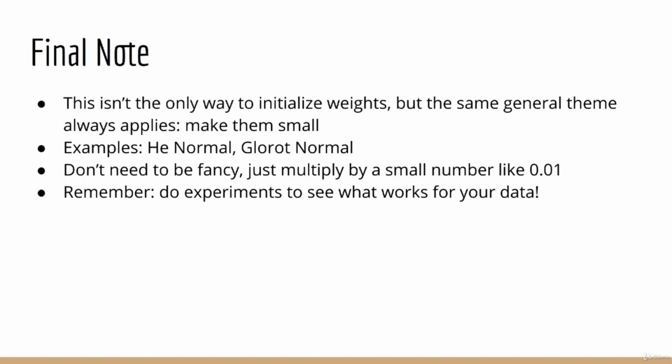Finally, I want to make a note that this is not the only way to initialize weights, but the general theme remains that you want the variance of the weights to be initialized to small values. Other methods include the He normal, the Glorot normal, and so forth. Typically, these are used in deep neural networks and not linear models like linear regression. Also, as mentioned, it's pretty normal to just multiply by a constant value like 0.01. But as usual, the best way to determine what works best for your dataset is to do experiments and see the results for yourself.